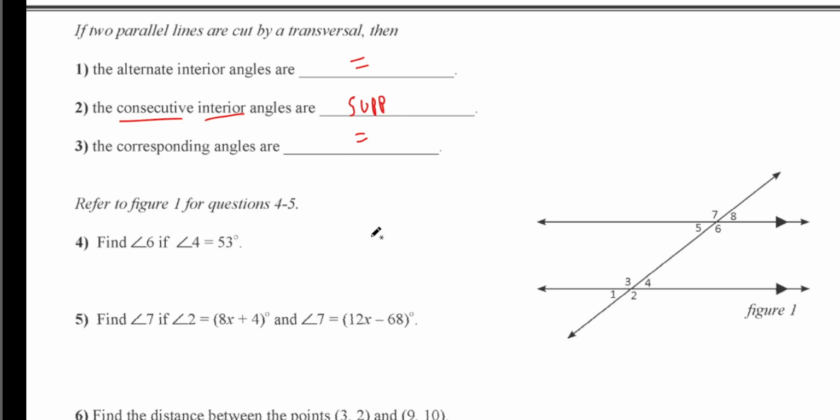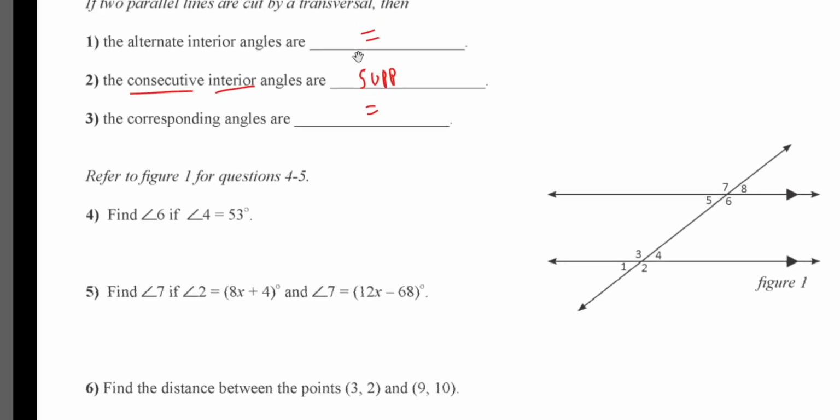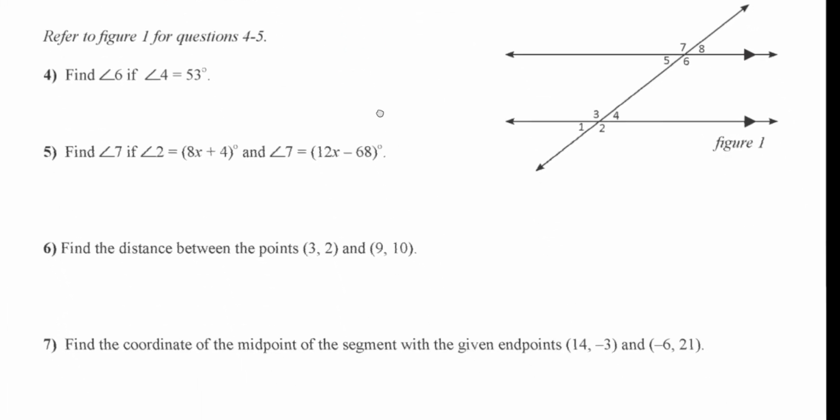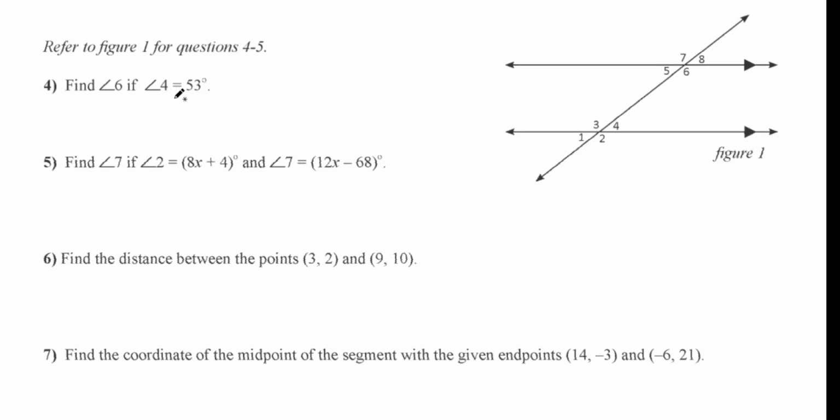All right, here we go. Let's keep going. We're going to use all that stuff right there to figure out these answers right here. It says find angle 6 if angle 4 is 53 degrees. So this angle is 53 degrees.